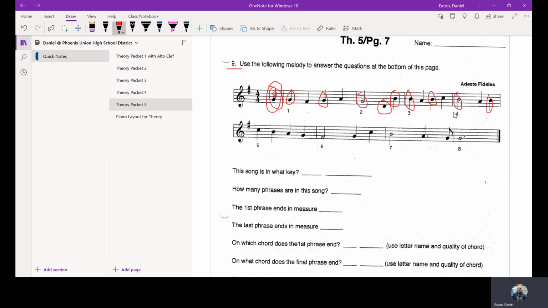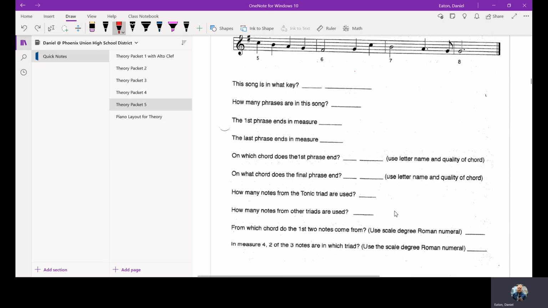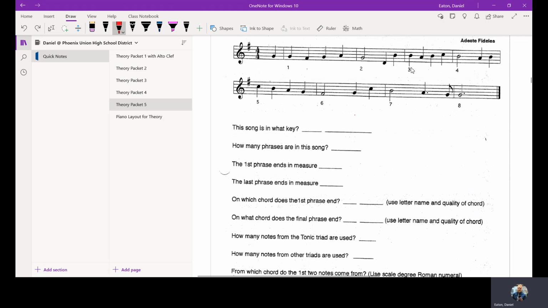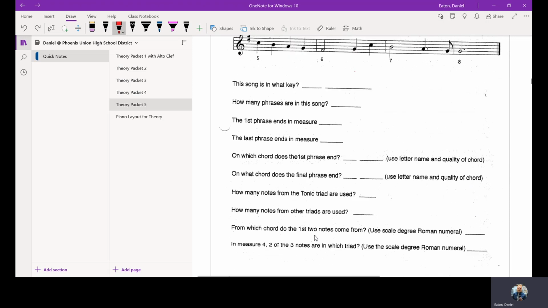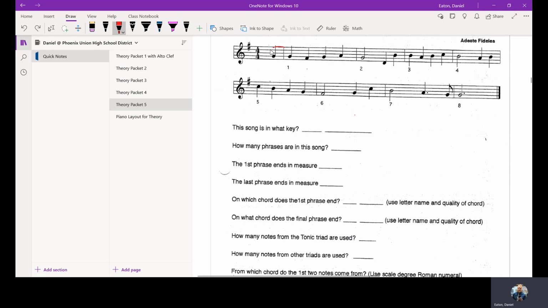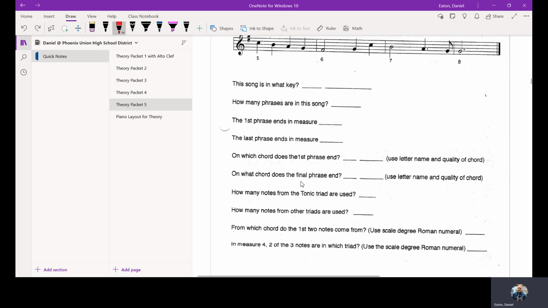So if you were to continue that through and count those, the G's, the B's, and the D's, that would be the answer to that particular question, if it happens to be that this is the key, wink, wink, hint, hint. Okay, how many notes from other triads are used? So pretty much everything else that you didn't count in there, that's going to be the answer to that. From which chord do the first 2 notes come from? Use the scale degree Roman numeral. So again, it's asking what chord this is within this key signature right here. Should be a very obvious thing.